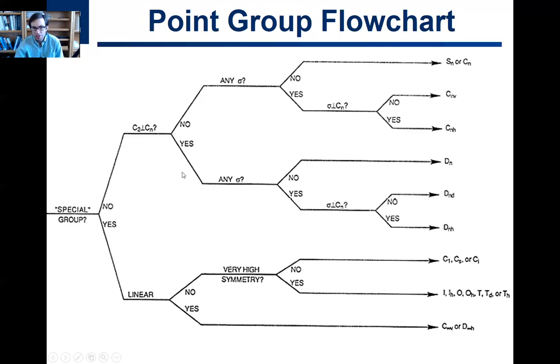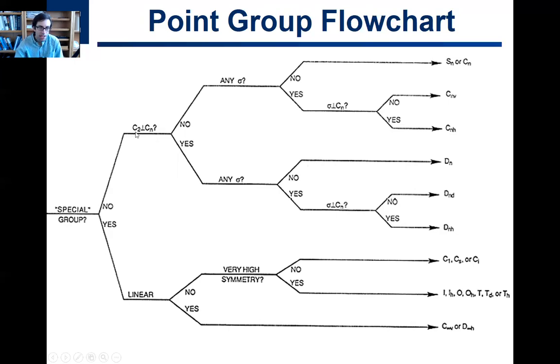So let's just say I have a molecule. And the first thing I'm going to do is ask myself, is it in a special group? Okay. What does a special group mean? It's either linear or a very high symmetry group. Okay, that's what I'm calling it on this flow chart. So if it's a special group, you're going to go down this way. If it's not a special group, you're going to go up here.